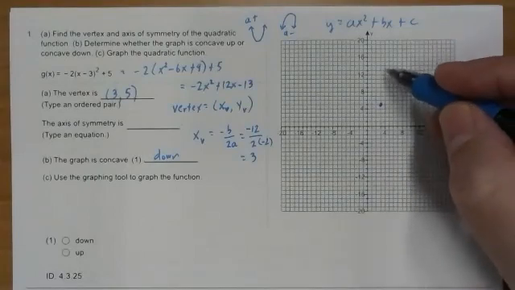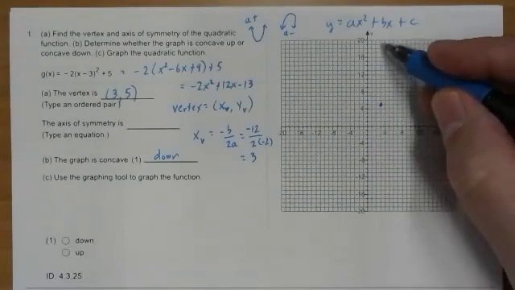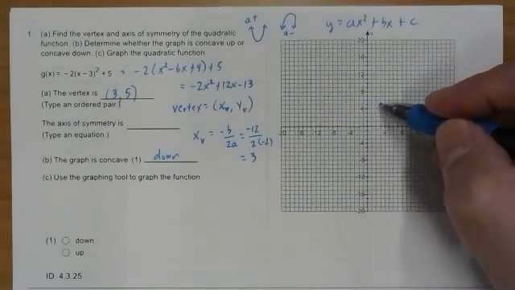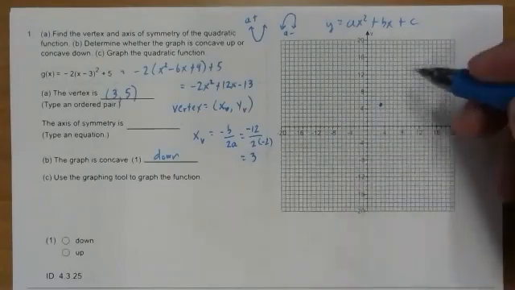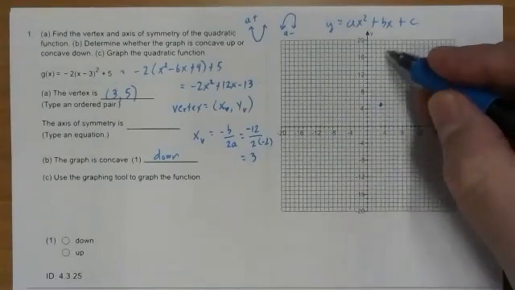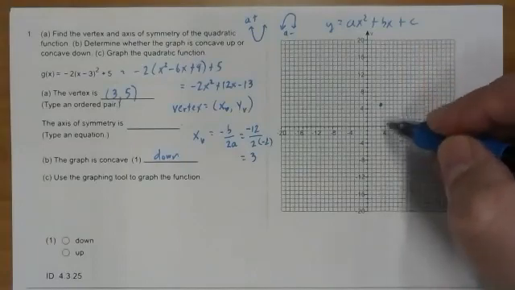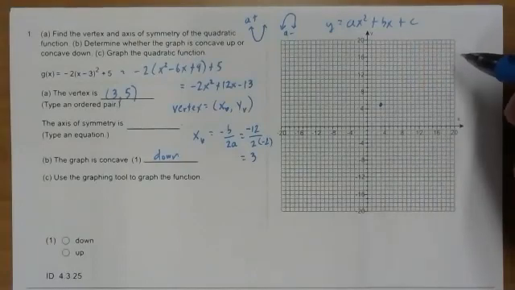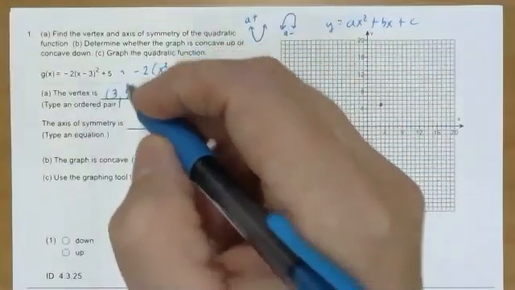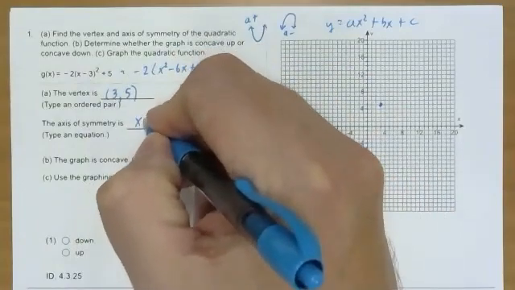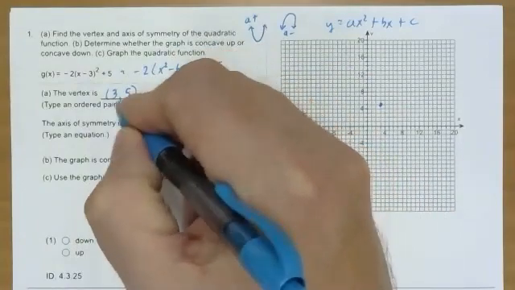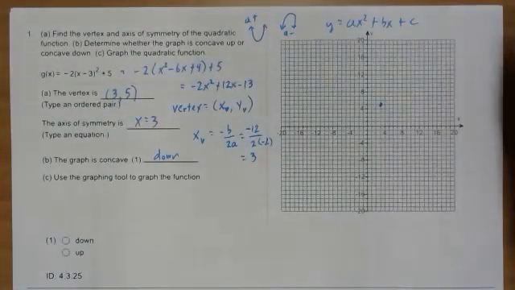I know the axis of symmetry always splits the parabola right in half. I'm not going to draw this in yet because I need to find a couple more points. But I know my axis of symmetry is going to cut it right in half. So it's going to be x equals 3. And the axis of symmetry is always the same as the x of your vertex.